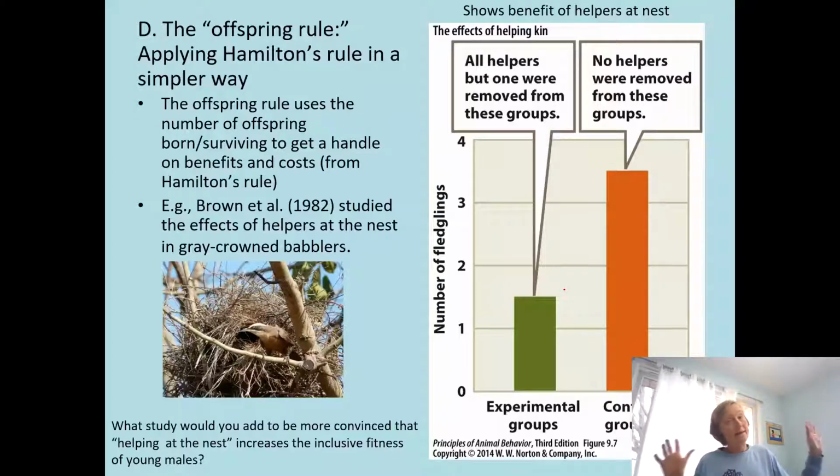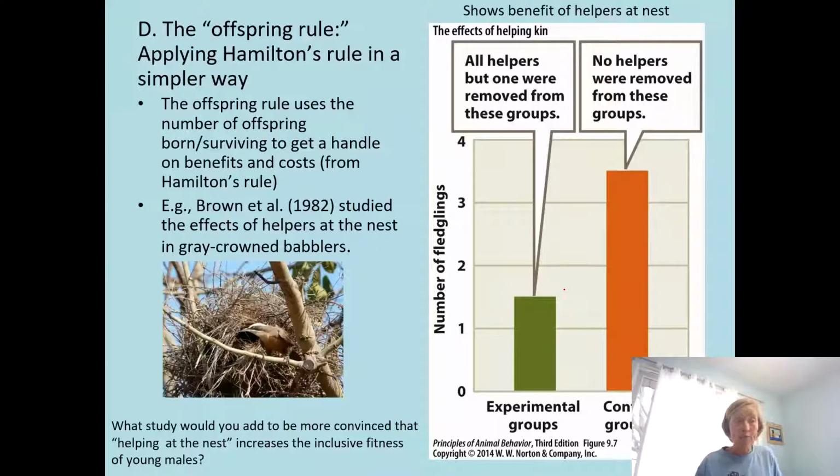Control groups would be, hey, they left them alone and there were helpers there, helping at the nest. The experimental groups, all helpers but one, were removed from these groups. So if you had 3 helpers, now you only have 1. We removed the other 2. And then we looked at the number of fledglings produced. And you can see that the number of fledglings produced by the control groups is about twice as many as from the experimental groups. What does that tell us?